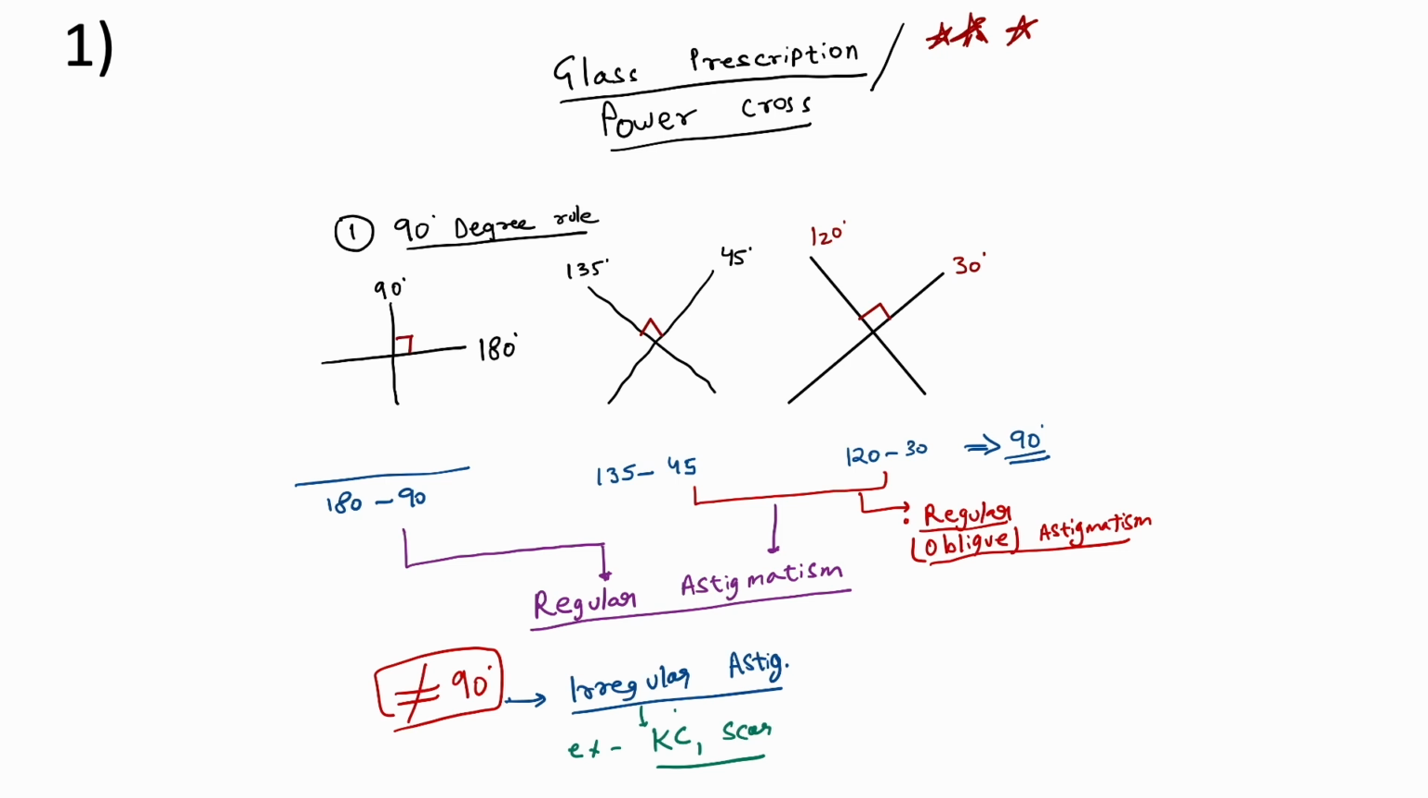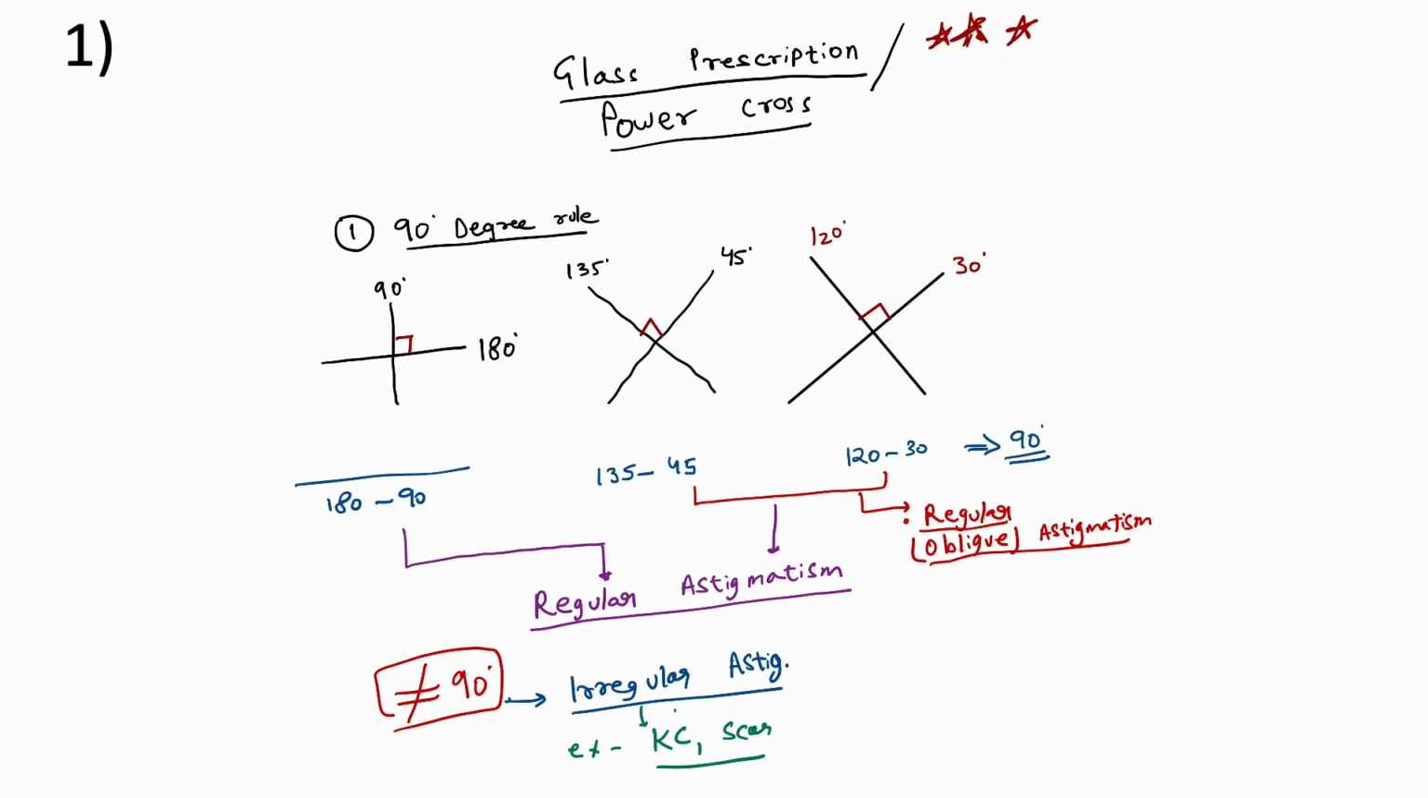When two meridians on a power cross are exactly 90-degree apart, such as 90 and 180, this is known as regular astigmatism. Second is when the two meridians differ by 90-degree, but they are not on standard axis, like 30, 120 or 45, 135. This is also astigmatism, but it is regular oblique. When these are not at 90, 180, but other axis, this is known as regular oblique astigmatism. The difference should be 90-degree on both axes.